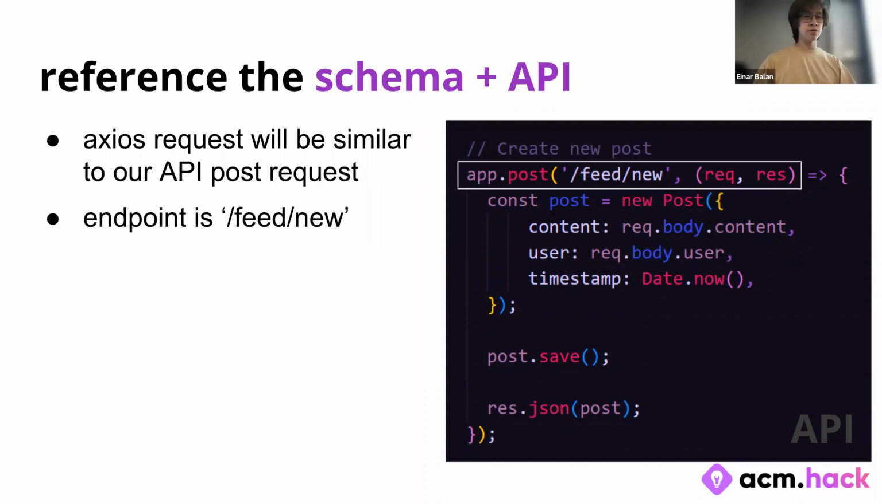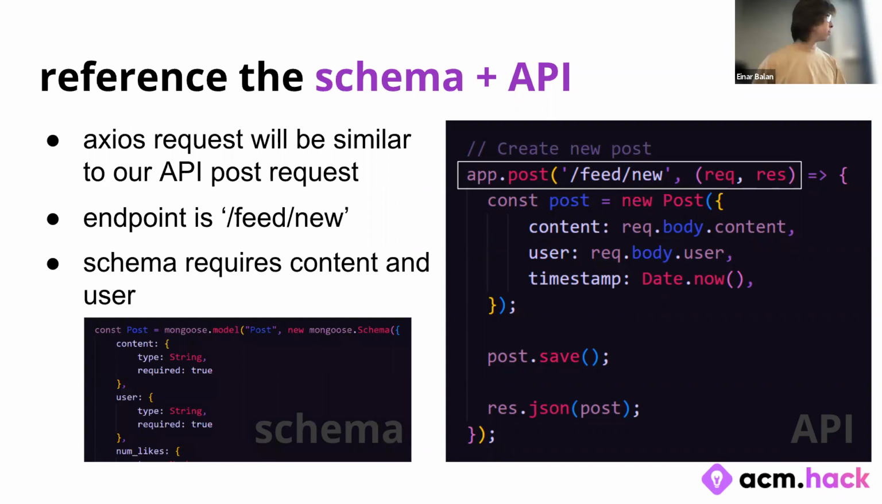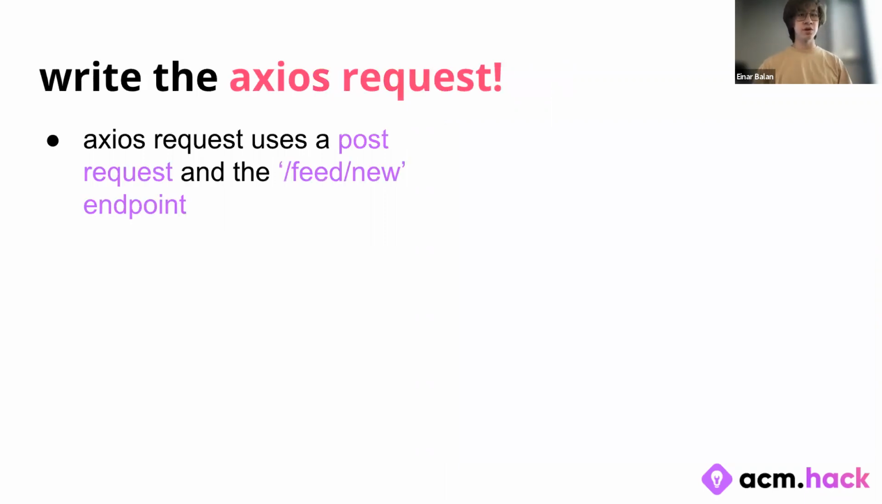and we'll also want to reference our schema. And here we can see that our schema requires us, if we want to make a request, some sort of content, so a user message and a user. And this is important because it's basically the building blocks for writing our Axios request. So now time to actually get into the code and write our Axios request.